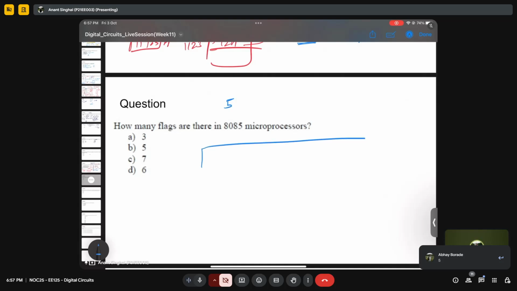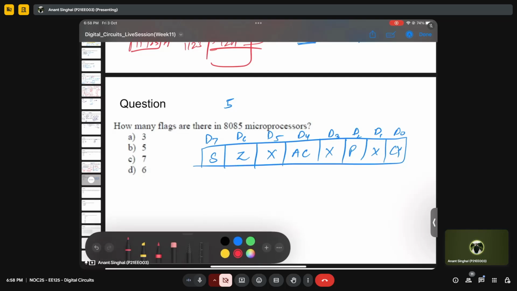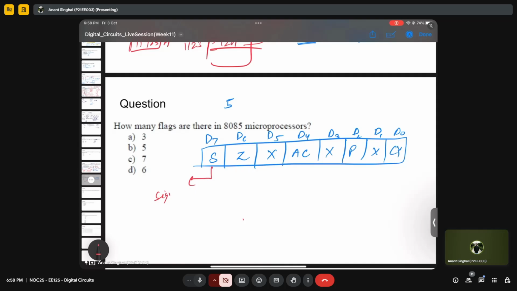Let me try to explain that. We have 8 bits, I hope you are already aware of that. So it's D7, D6, D5, D4, D3, D2, D1, D0. D7 has the sign flag, D6 has the zero flag, D5 is nothing, D4 has the auxiliary carry flag, D3 is nothing, D2 has the parity flag, D1 is nothing, and D0 has the carry flag. If I try to explain each of these flags, S is nothing but the sign flag. If the bit is negative, it becomes 1. If the bit is positive, it becomes 0.